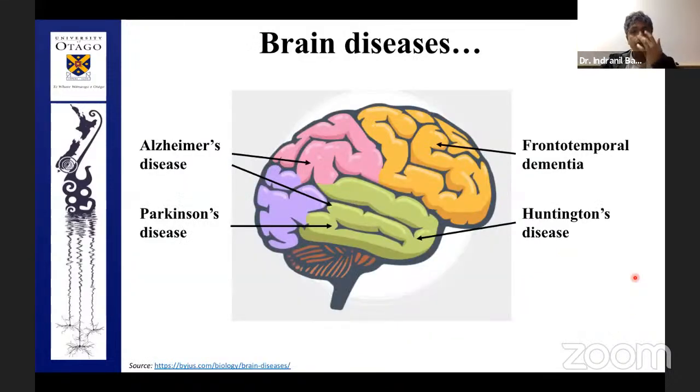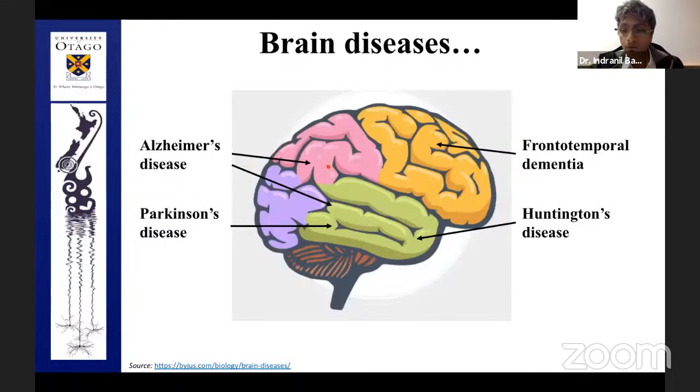Now, if you look into the brain, of course, our brain is not that colorful. It's mostly pink in color. The reason this brain has been colored is to highlight that there are different regions of our brain which suffer from specific diseases. Like, for example, this is the front part, and frontotemporal dementia is caused in this region of the brain. Then there is this midbrain part where Parkinson's disease occurs. And then there is this cortical part where Alzheimer's disease happens.